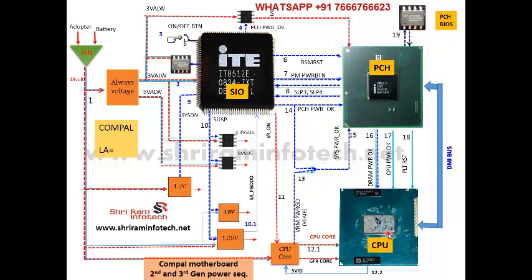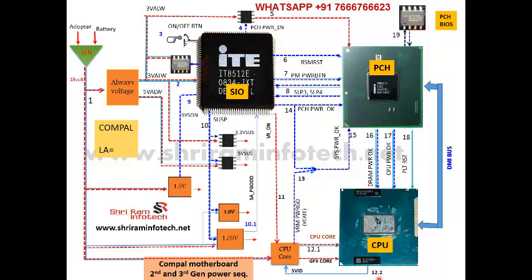Then the CPU generates another signal, called the DRAM reset. At pin number 30 of the RAM, you can check this signal, called the DRAM reset. Once you check the DRAM reset on pin number 30 of the RAM connector, that means this signal is okay. Then the PCH generates the next signal, called the CPU power OK.